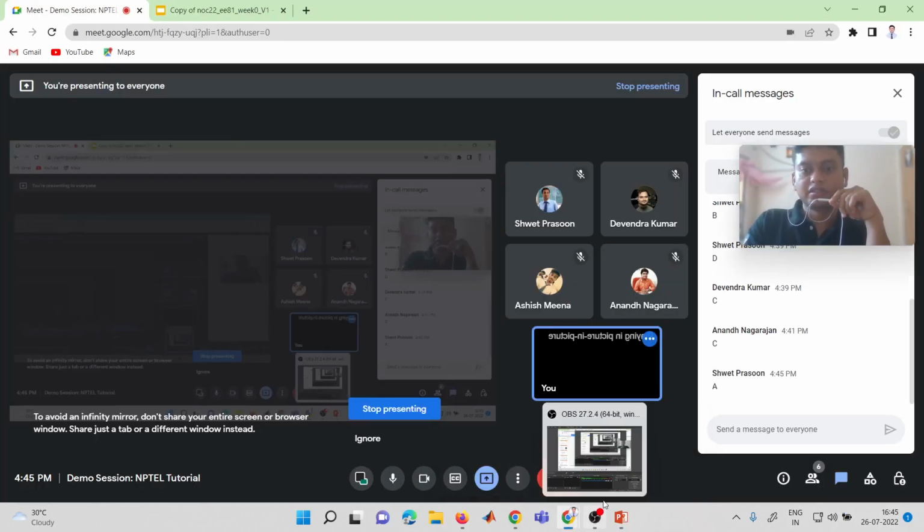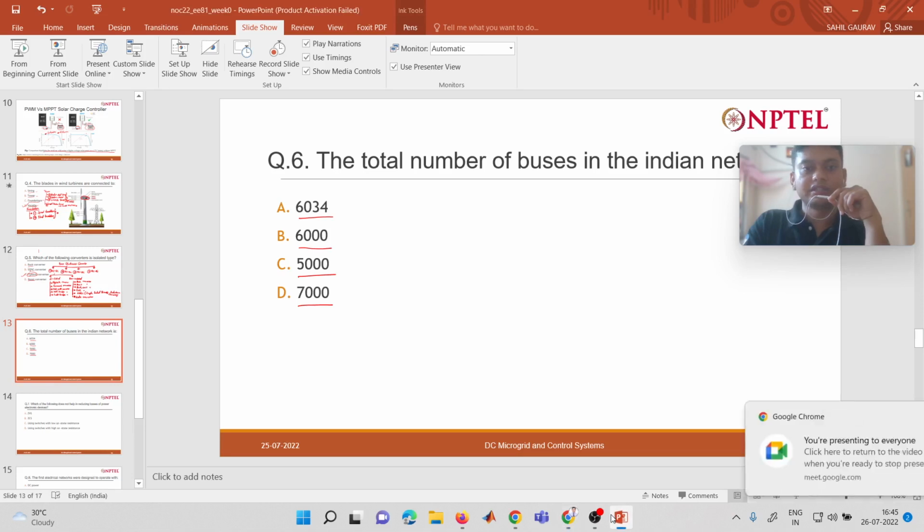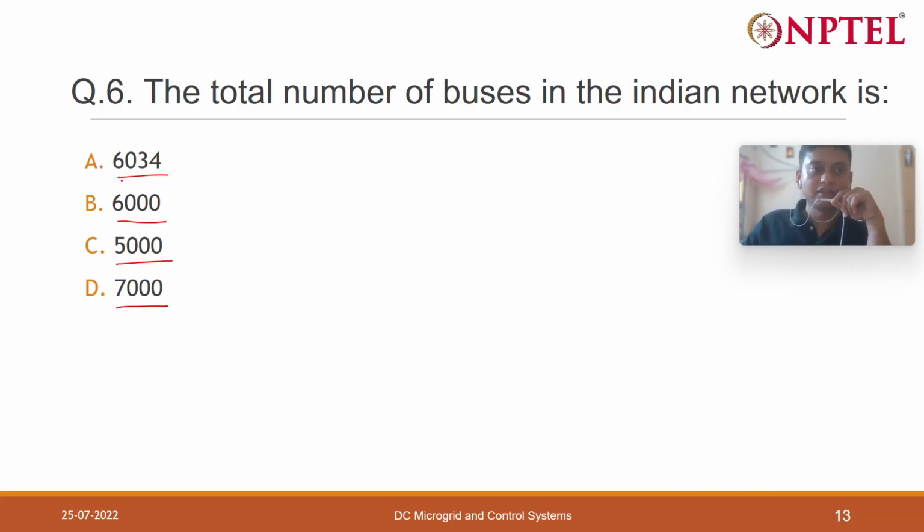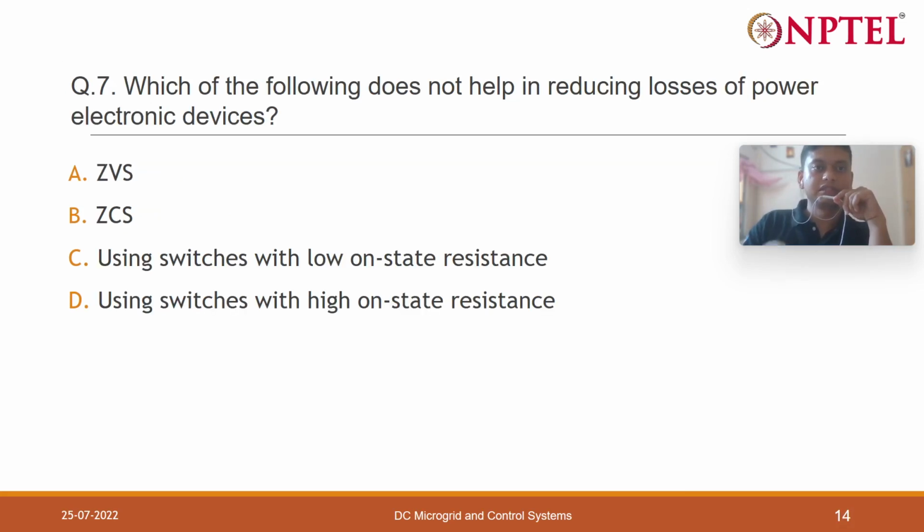Okay, I got some responses, and they gave correctly. So the total number of buses in the Indian network is 6034. Now let's see the next question.